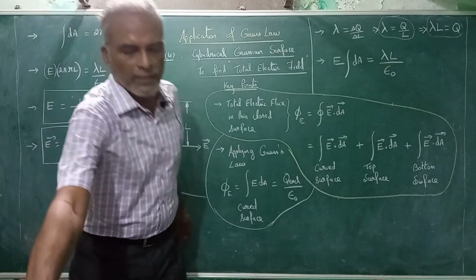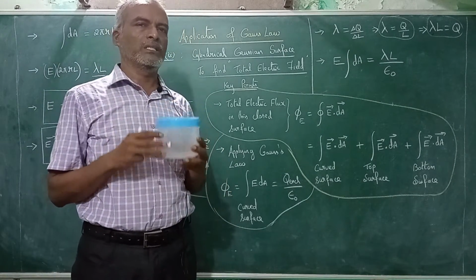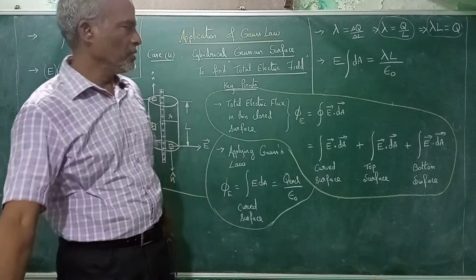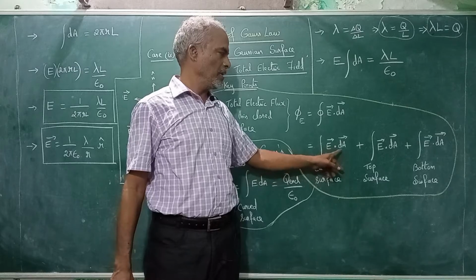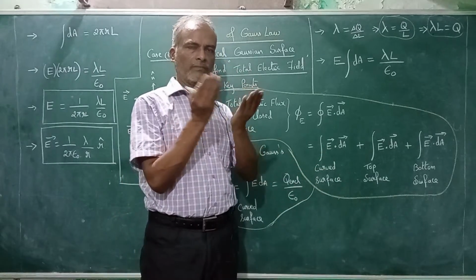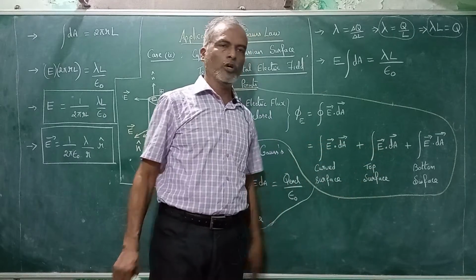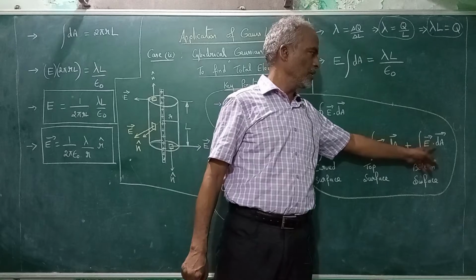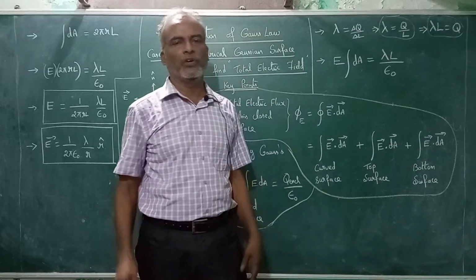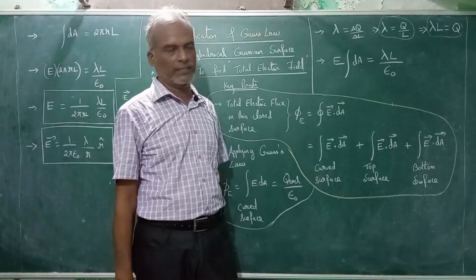Now this cylindrical Gaussian surface can be split into 3 parts, as I already told you. So the first part is integral E vector dot dA vector for curved surface, then integral E vector dot dA vector for top surface, and integral E vector dot dA vector for bottom surface. If you add all these 3, you will get the total electric flux.